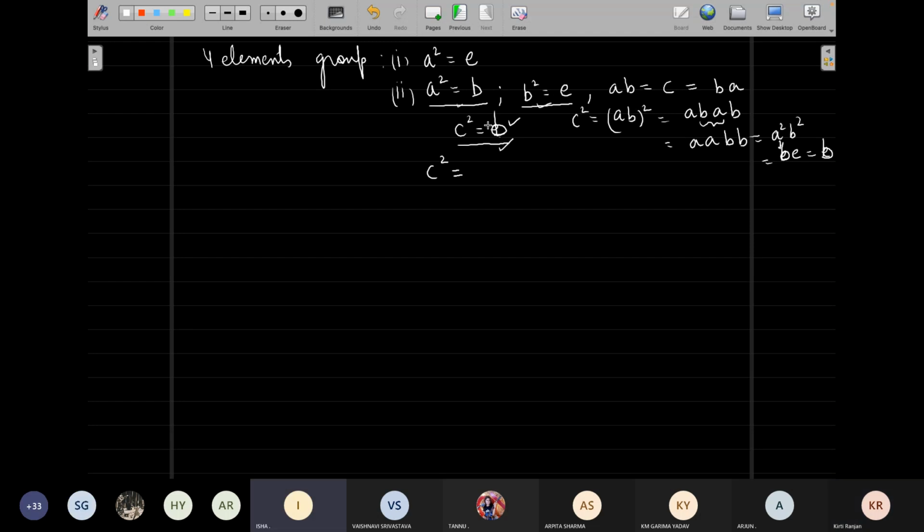Sir, C to the power 4 is E. Okay, good. What about B? B to the power 2 is E, right? And A to power 2 is B, which means what? A to power 4 is also E. So what kind of order of elements are there for each of the elements A, B, and C?